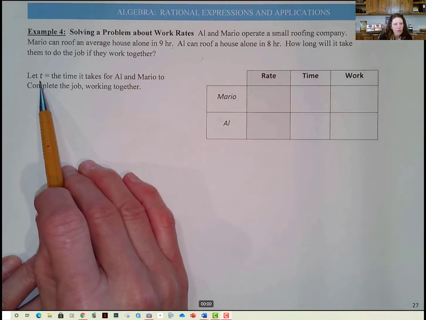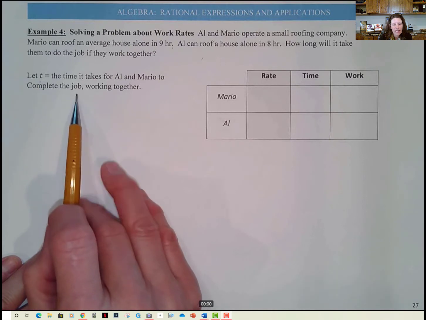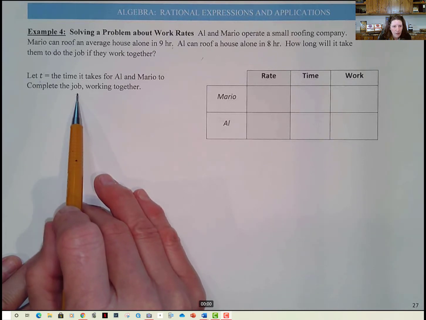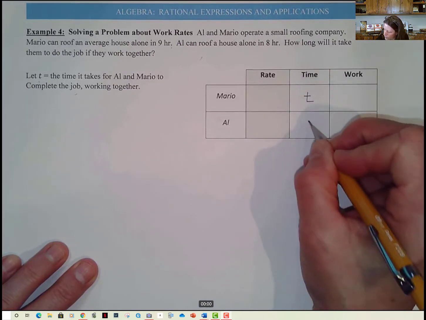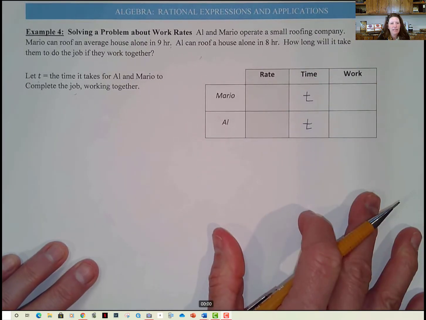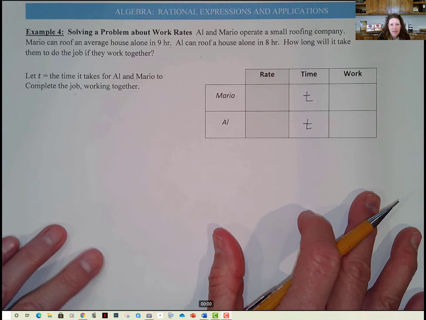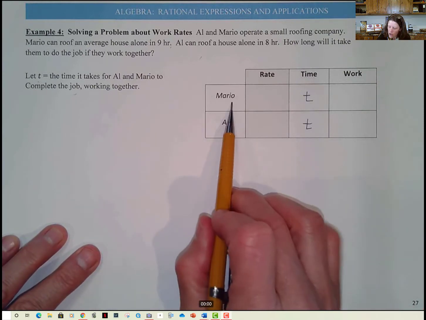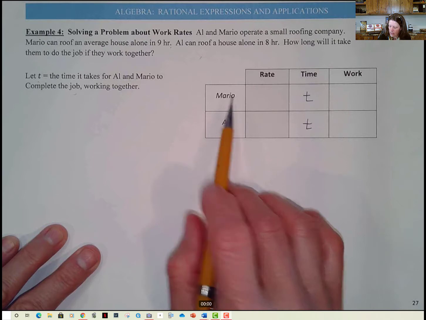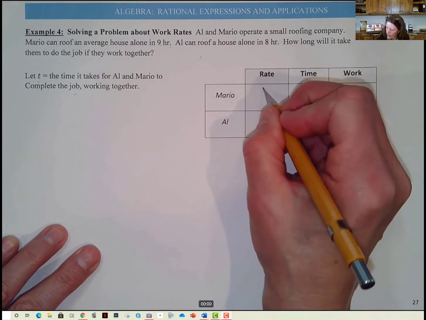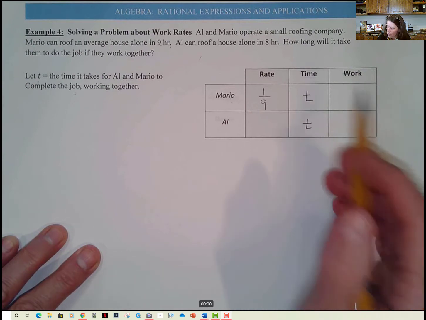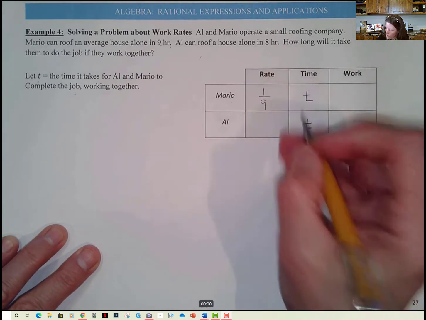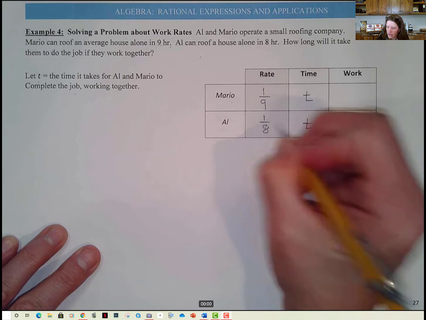Let's let T represent that question, the time it takes for Al and Mario to complete the job working together. And so we know that they're both working for that same amount of time, T, and we'll put that in our table. Now let's get the rates. Mario can roof the house alone in 9 hours, therefore his rate is 1/9 of the job per hour. Al can do this job in 8 hours, therefore his rate is 1/8 of the job per hour.